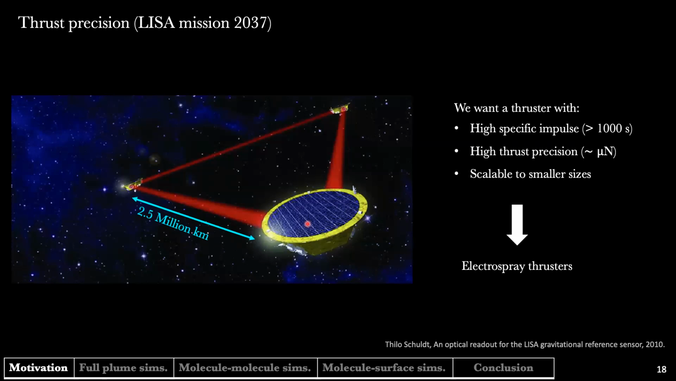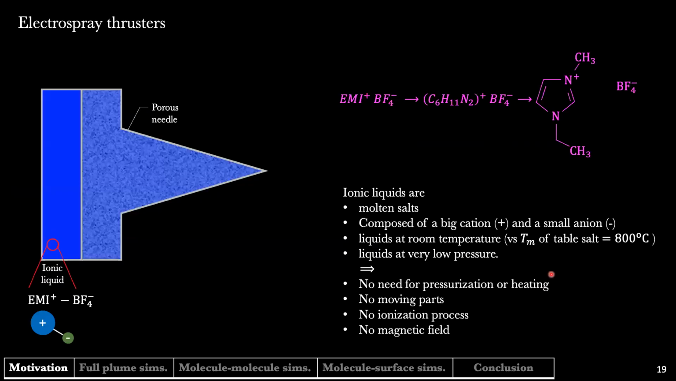So for the next part of this presentation, I'm going to focus on the electrospray thrusters. This is a diagram that shows an electrospray thruster. Electrospray thrusters use ionic liquids as propellant, and ionic liquids are just a molten salt, very similar to the table salt that we use in everyday life.